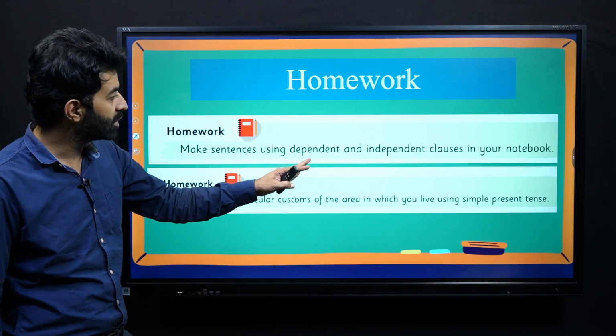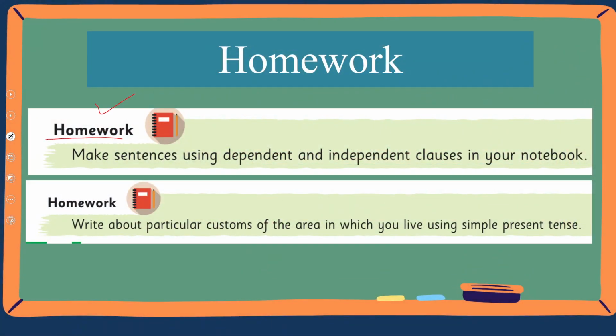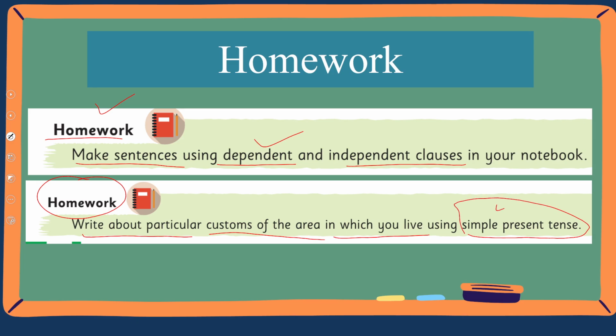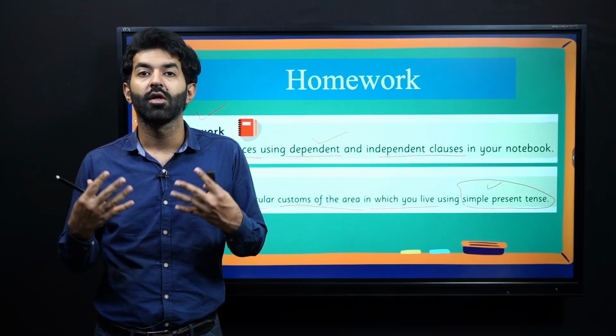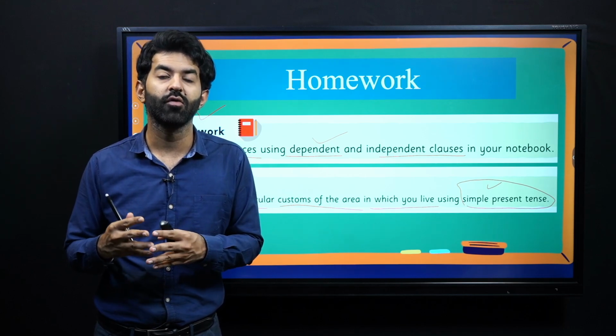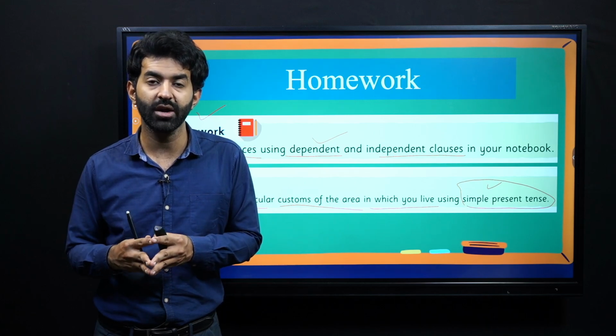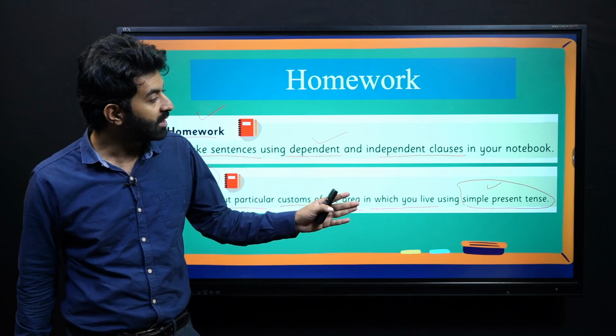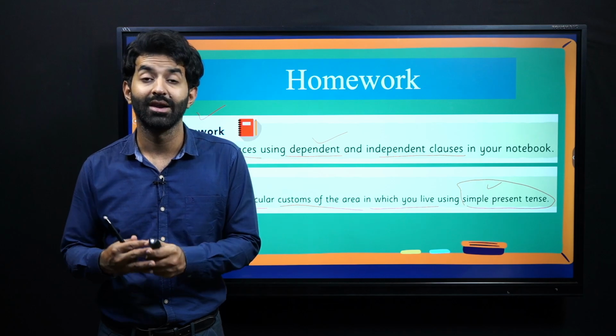And for the homework students, as you can note in the book, you have two homeworks. One is to make sentences using dependent and independent clauses in your notebook. And what is the conjunction that we are going to use? Subordinating conjunction. Homework number 2 is write about particular customs of the area in which you live using simple present tense. So we know that simple present tense is all about present. It is about using the first form of the verb with addition of s or es according to the pronoun, according to the subject, either it's singular or plural. So solve these two homeworks and practice your learned lesson for today.